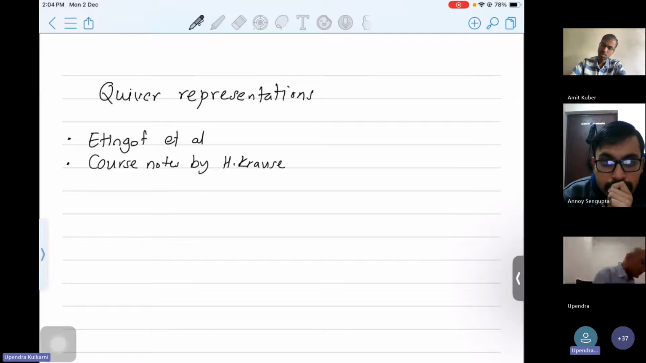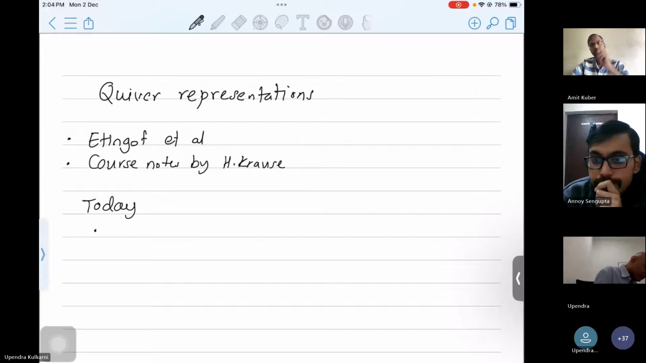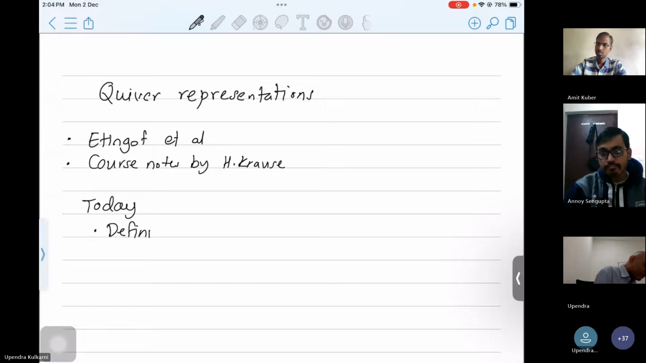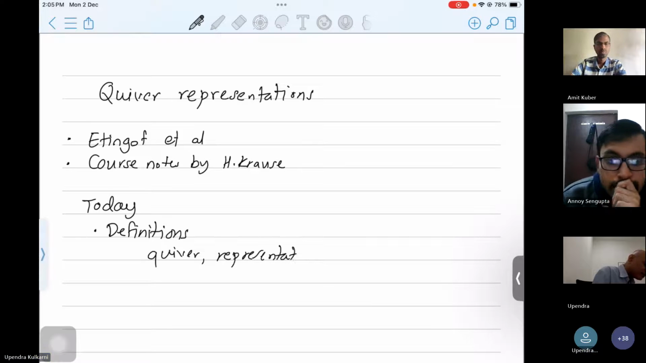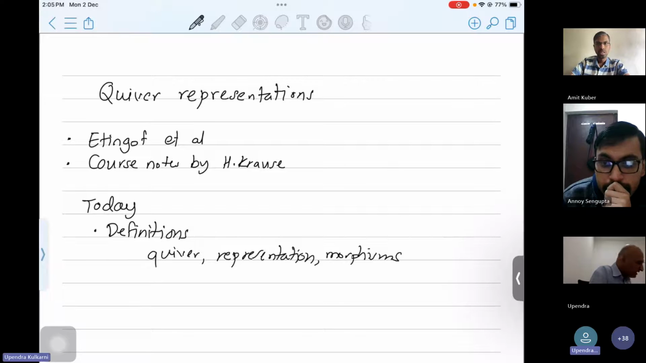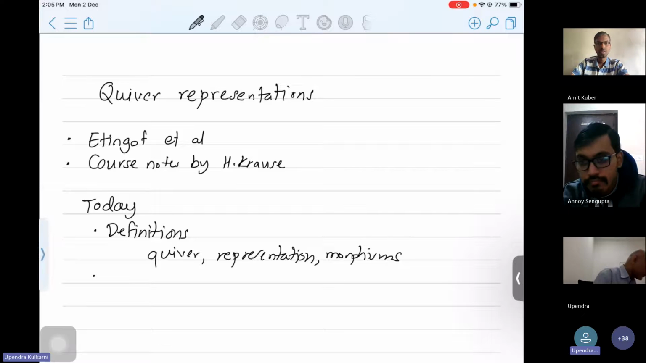Anyway, so what do we do today? We will of course see the basic definitions. That means what is a quiver, what is a representation of a quiver, and very importantly, what are morphisms between representations, so that we have a category of representations of a fixed quiver. Then we will see examples.